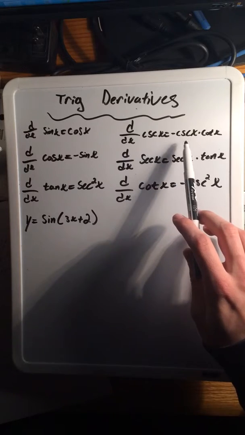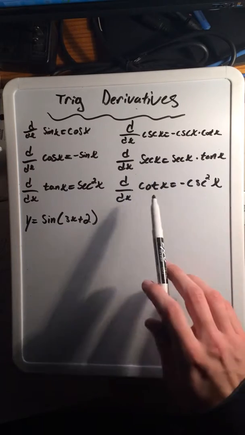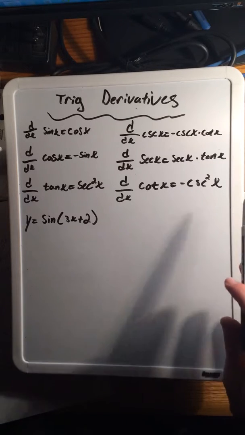Cosecant would be negative cosecant times cotangent. Secant would be secant times tangent. And cotangent would be negative cosecant squared.